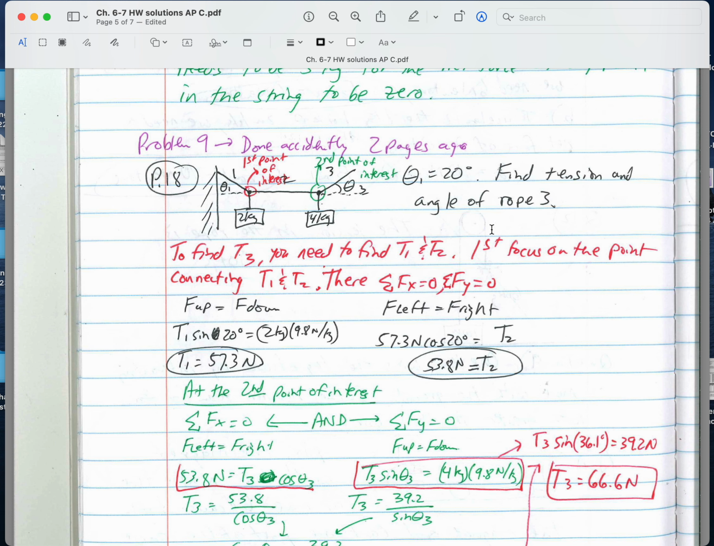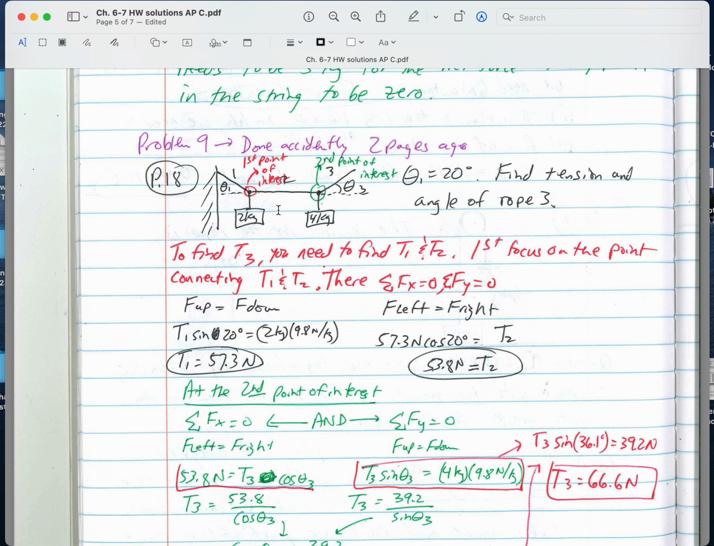Well, to do that, we need to find tension 1 and tension 2 first. So I'm starting from this left side and working over to the right side. This is the first point of interest, and at that point, the summation of the vertical and horizontal forces is 0. I'm going to start by looking at the vertical forces. The force down is mg, so that's 2 times 9.8, 19.6 newtons. The upward force is T1 sine of 20 degrees, and I was given that this is 20 degrees. So that allows me to figure out T1 is 57.3 newtons.